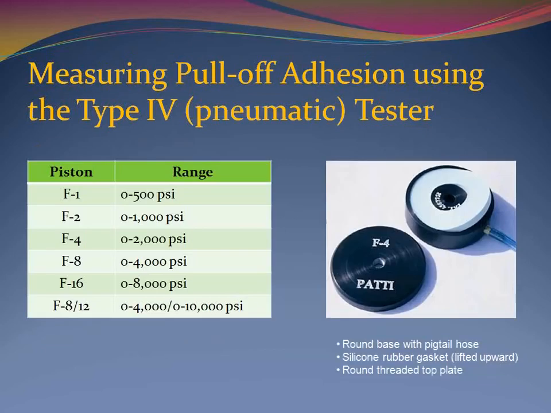The piston itself contains 3 parts: a round base with a short pigtail hose and a threaded connector, a silicone rubber gasket inside the piston base, and a round black threaded top plate. There are 6 pistons to choose from. The F2, F4, and F8 are the more common piston sizes for testing industrial coating systems.